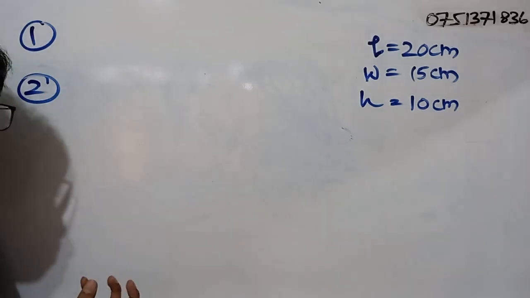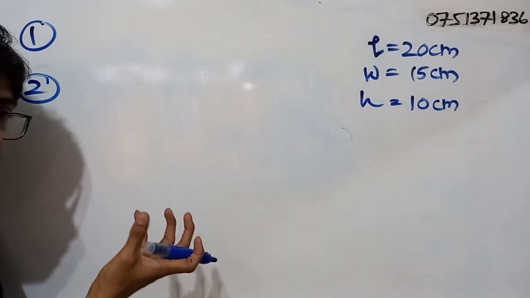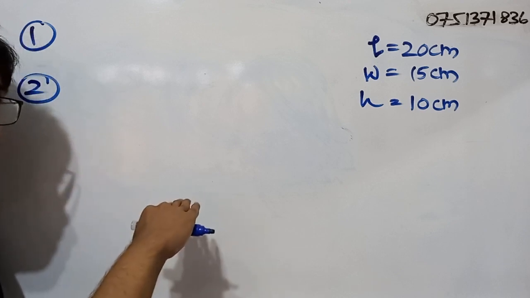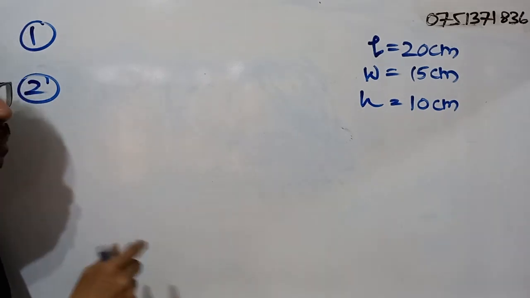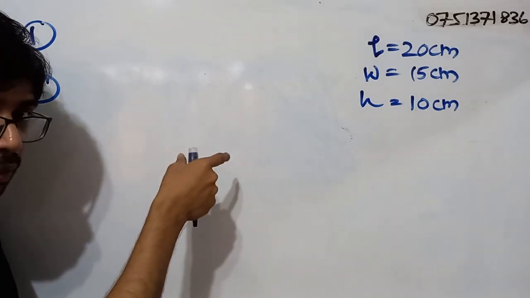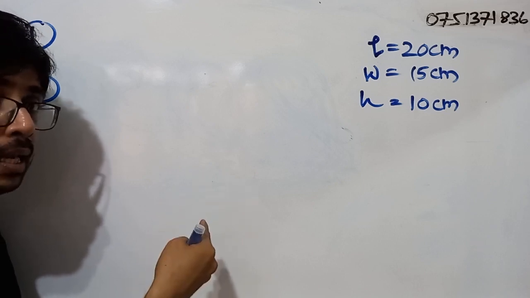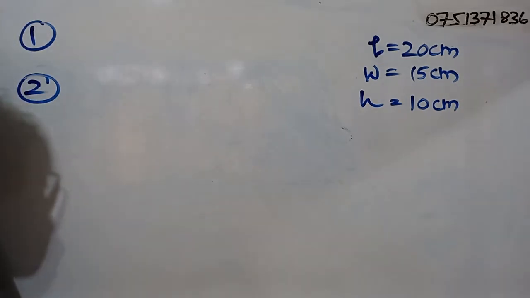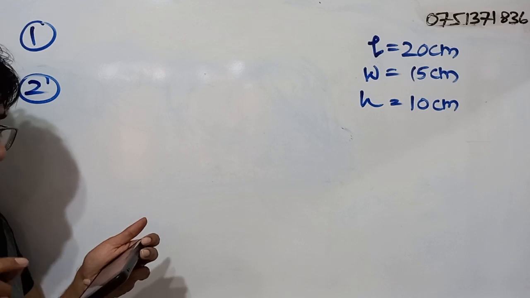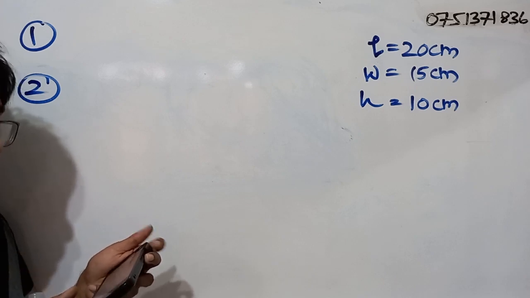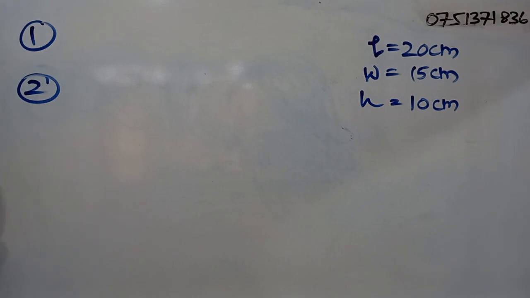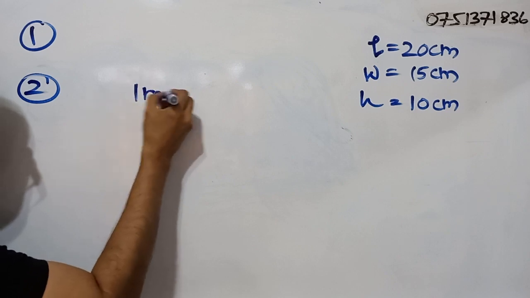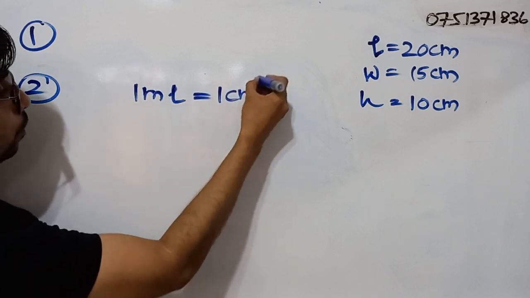Part 2. What is the capacity of the container in liters? Capacity means what? When we take a container and fill that container with a liquid to the fullest, that is capacity. So basically in this question, under part 1, we have calculated the capacity of this container, which is 3000 cubic centimeters. Now, what are they asking? Capacity in liters.